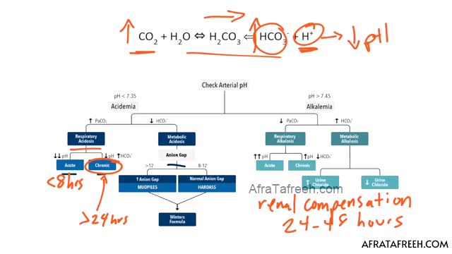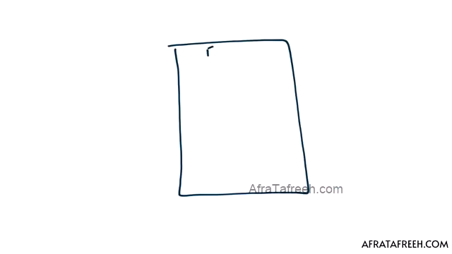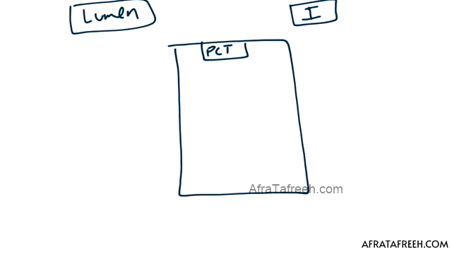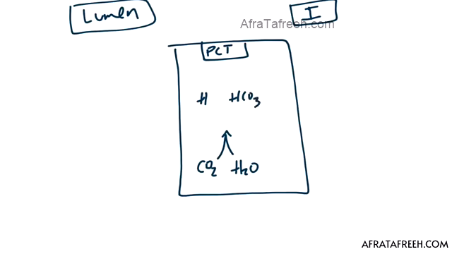Okay, let's pull up a blank screen so I can show you how renal compensation occurs. This is the proximal convoluted tubule of the nephron. This is the lumen, and this is the interstitium. Remember, within the cells of the proximal convoluted tubule, carbon dioxide and water react to form bicarbonate and hydrogen. The bicarbonate is reabsorbed, and the acid is secreted through the sodium hydrogen antiporter.